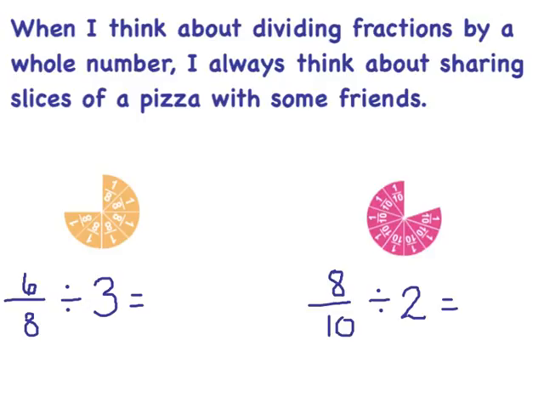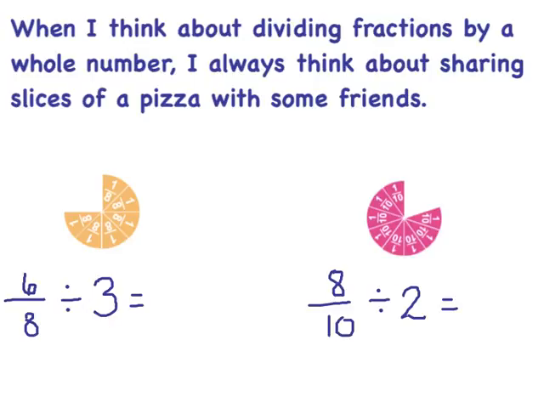So when I think about dividing fractions by a whole number, I always think about sharing slices of a pizza with some friends. So let's see what that looks like. In this first drawing, I have a pizza, and obviously some of it has been eaten. I see that it originally was sliced into 8 pieces because the denominator tells me how many slices were in the whole thing. And I have 1, 2, 3, 4, 5, 6 slices left. So I have 6/8 of my pizza. And I want to divide it or share it with 3 of my friends.